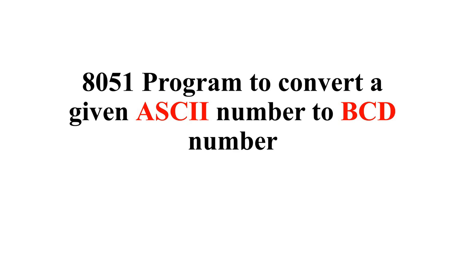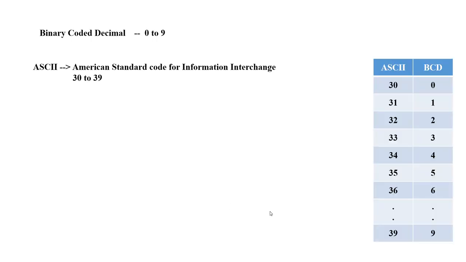Hello everyone. Today we'll see an 8051 program to convert a given ASCII number to BCD number. BCD is binary coded decimal, and the range of numbers is from 0 to 9. ASCII is American Standard Code for Information Interchange, and the range of numbers here is 30 to 39. This table specifies ASCII numbers and the corresponding BCD numbers.